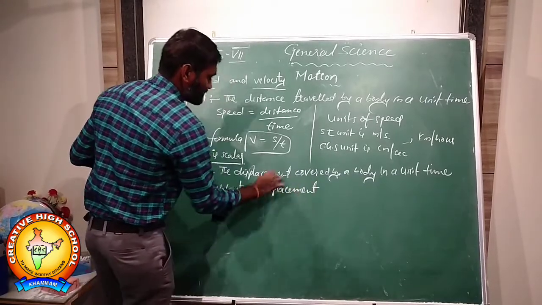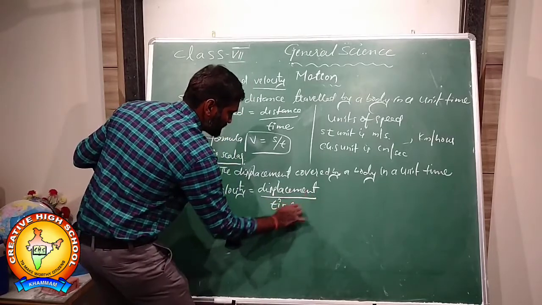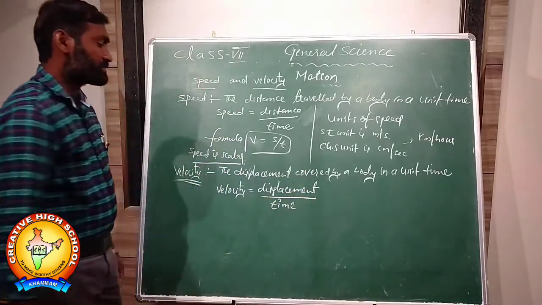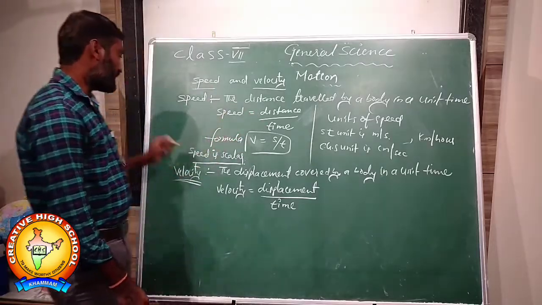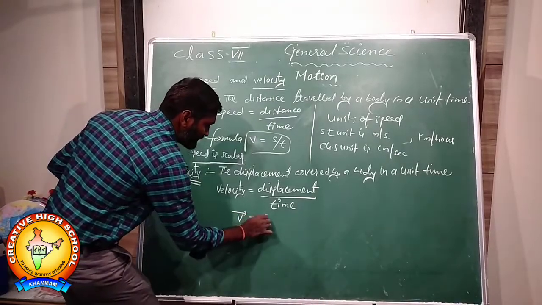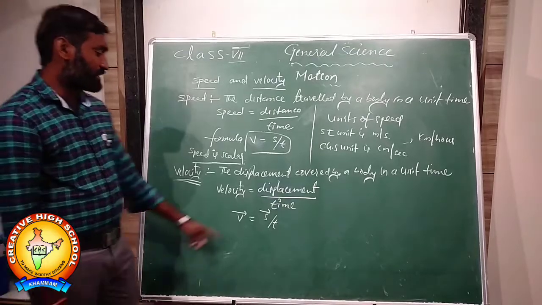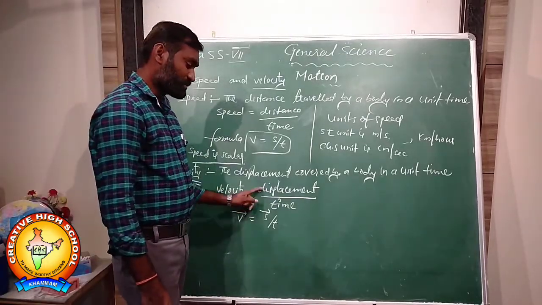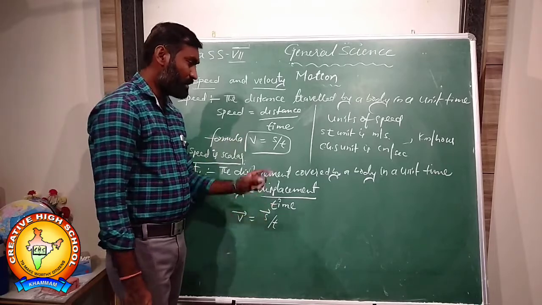Displacement by time. So velocity is equal to displacement by time. Speed is equal to distance by time. So the formula can be written as V bar is equal to S bar by T. What is S bar? S bar is the symbol for displacement, and V bar means velocity. Velocity is equal to displacement by time.